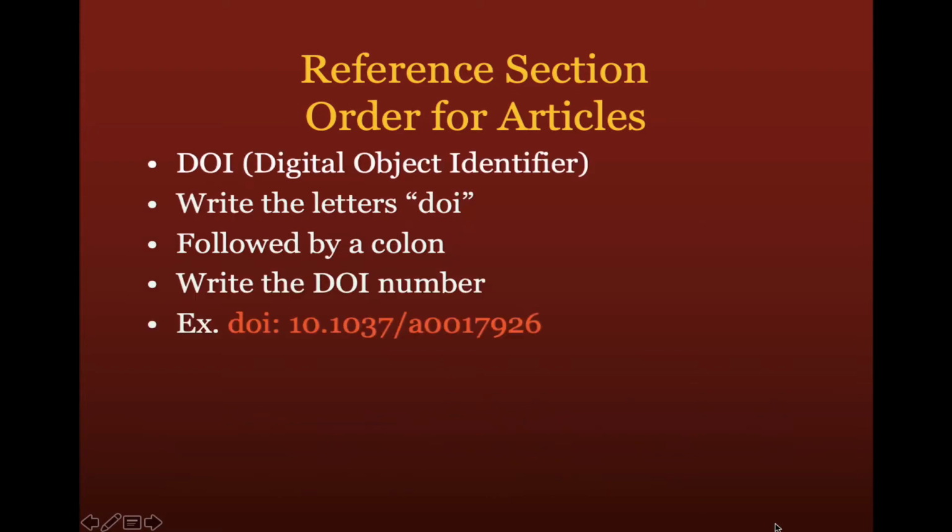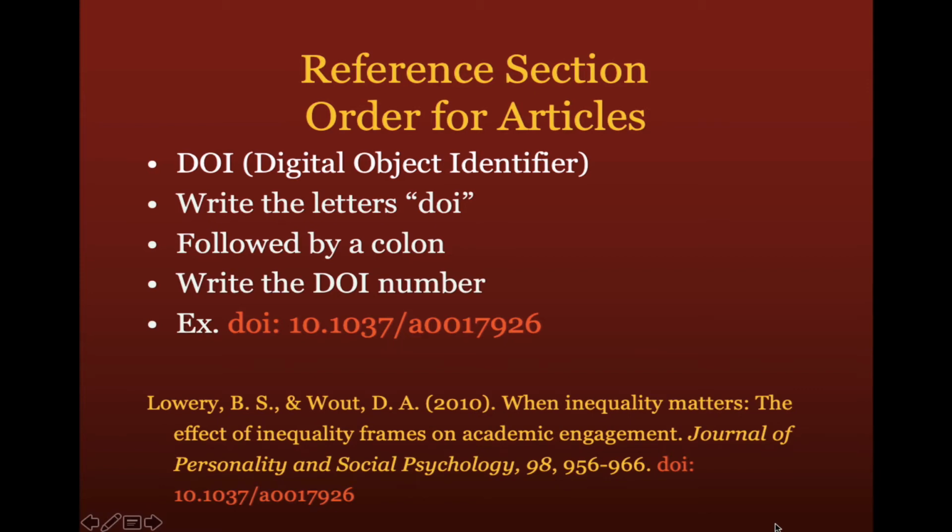And then if it's available to you, you should also report the DOI, which is the Digital Object Identifier. This is just a way in which it makes it easier for people to get an article from the internet. If they click that DOI number, it should take them directly to the article. So if the DOI number is available, you should also give that to the reader. The D, O, and the I are all lowercase, and then followed by a colon, and then the actual DOI number. So for example here, we've included our DOI number at the end.